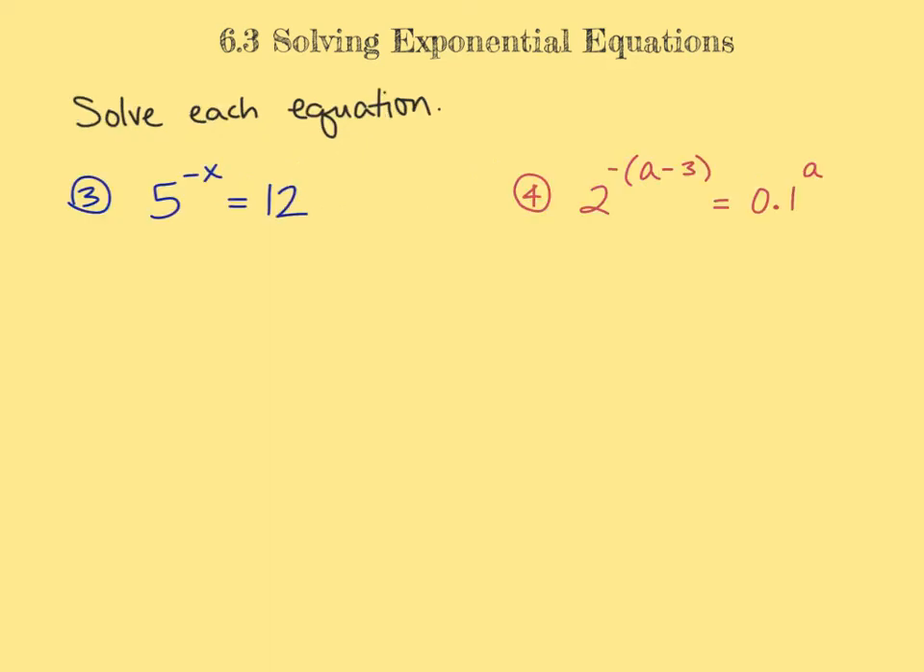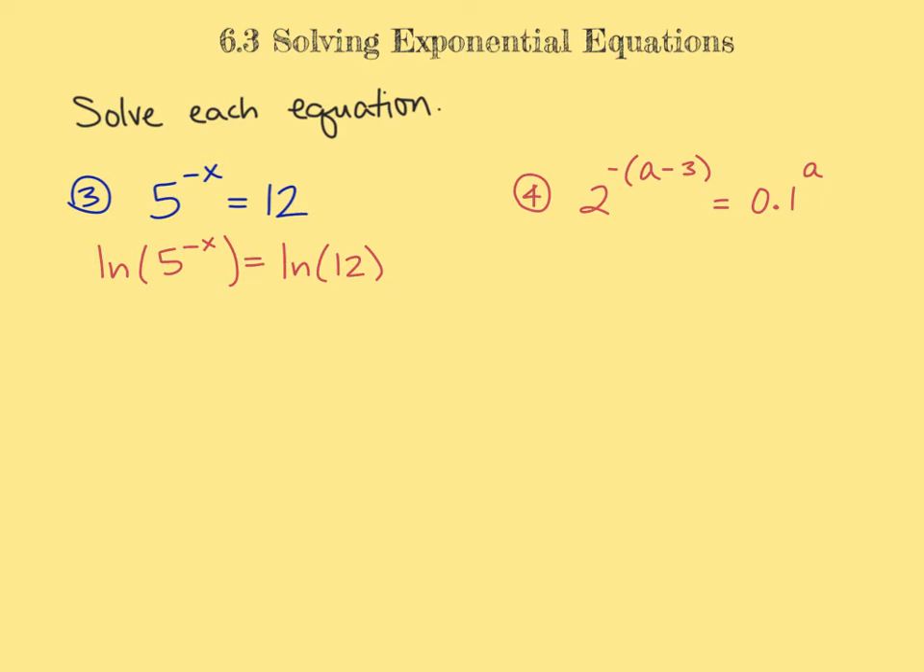In problem number 3, we want to think, is it possible to get the same base? Can 5 be written as a smaller base, or can 12? No. So since it's not possible to get the same base, what we're going to do is just take the natural log of both sides and use that other way of solving. Since we cannot get a common base, we only have one way that we could solve this problem, which is to take the log of both sides. Again, I prefer taking the natural log. As you get into higher mathematics like calculus and beyond, natural log kind of becomes the only log that you see. So it's good to get more comfortable using it.